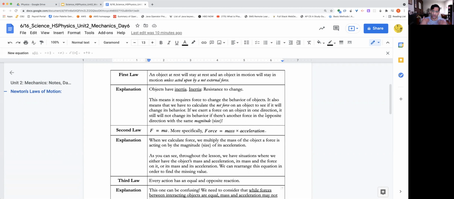And so we have to calculate what we call the net force on an object to see if it will change its behavior. So if we exert a force on an object in one direction, it still will not change its behavior if there's another force in the opposite direction with the same magnitude. Magnitude is my fancy scientific term for size, okay? So I use magnitude to be very specific because if we talk purely in terms of numbers, we can dispense with the vector aspect of a quantity. So the vector aspect is crucial to think about when it comes to force. And so we want to break things down into both their magnitude or size and the direction that they're moving in.